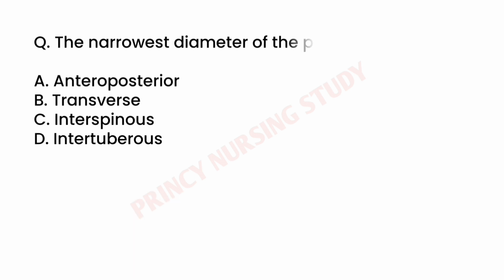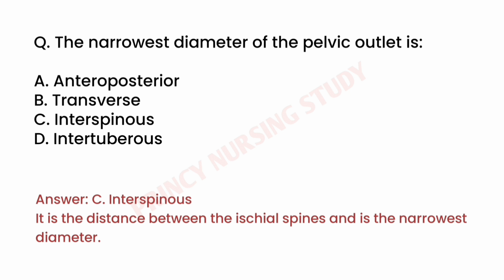Next question. The narrowest diameter of the pelvic outlet is... Correct answer is C. Interspinous. It is the distance between the ischial spines and is the narrowest diameter.